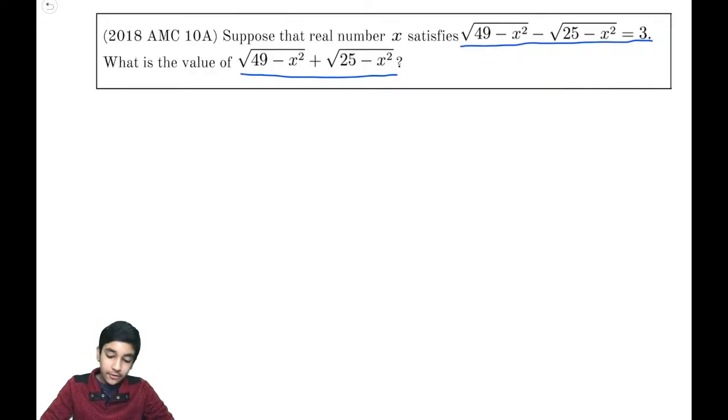Okay, so now that you've tried it for a little bit, here's a hint. Let's say that this quantity is a, 49 minus x squared. Let's say this quantity is b. So we have a minus b here is equal to 3. And now let's say this quantity is a again, and this is b. So now you have a plus b here. Does this remind you of anything? A minus b, a plus b. Does that remind you of anything?